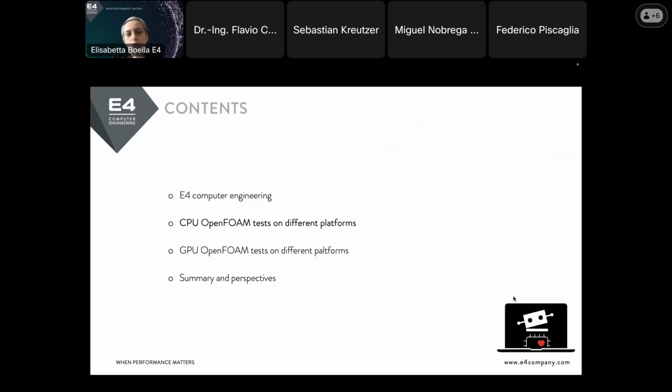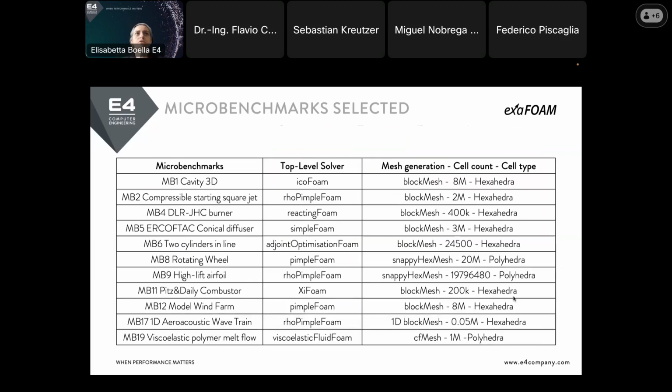Okay, this concludes what I wanted to share with you about the company, and it comes to the more interesting part about OpenFOAM, maybe. So as I said, we perform different tests of the code, and in particular, we selected 11 microbenchmarks among the ones proposed by the committee. These microbenchmarks use different solvers and meshes of different sizes. And we select these 11 because they are significant for industrial application, and they run in a reasonable time on 2 cores, which is the smallest number of cores that we used in this test.